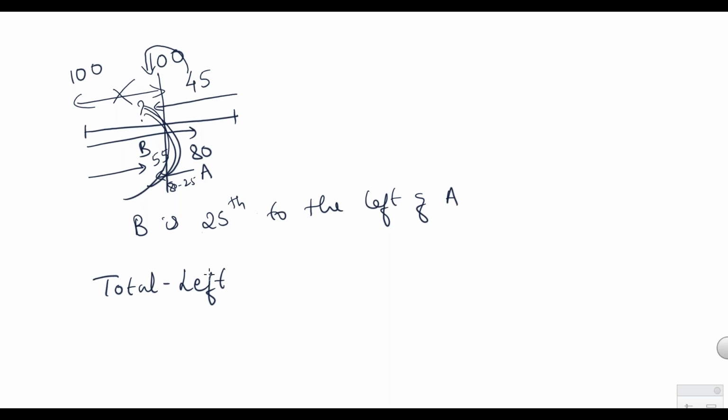It should be plus 1, right? So 45 plus 1. So the position of B from the right hand is 100 minus 55 plus 1, that is 46.